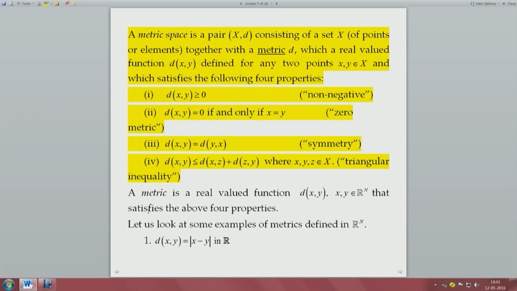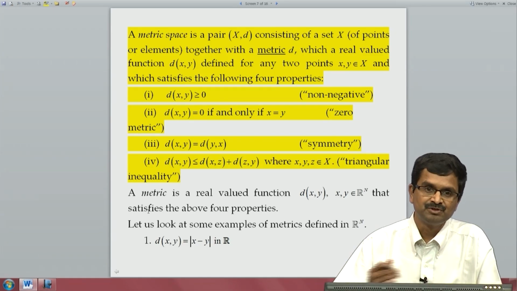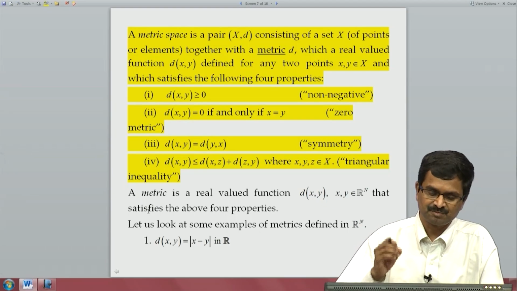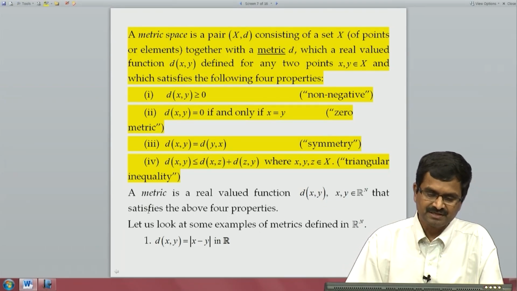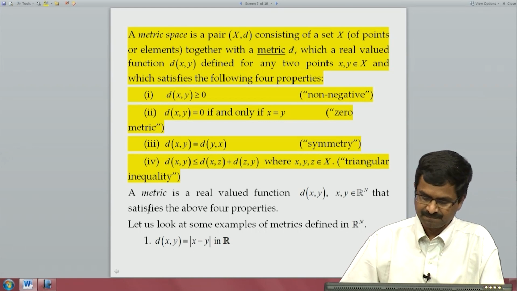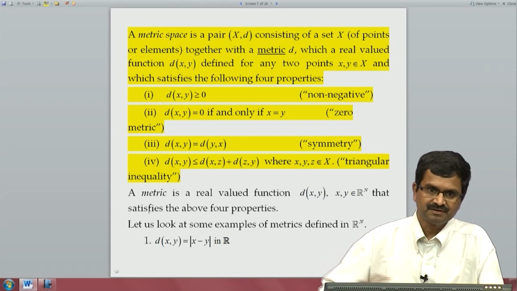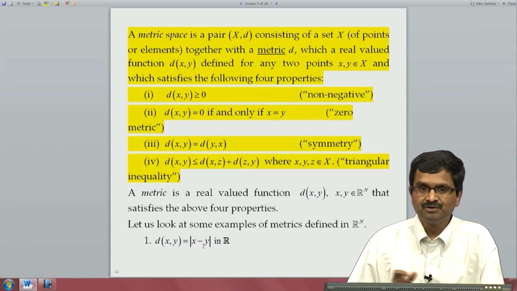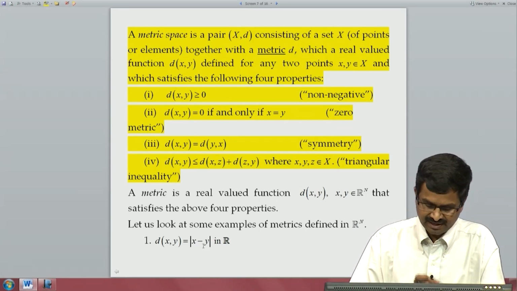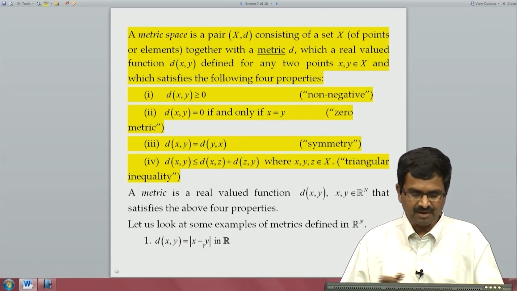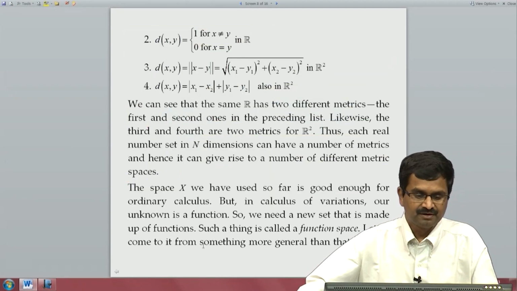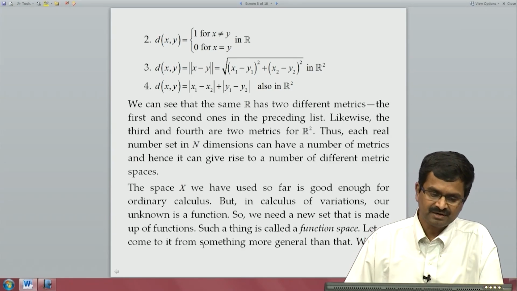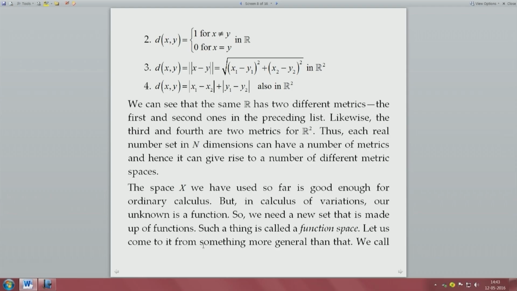The 4 properties for a metric space, we have to understand them intuitively as well as mathematically. If you define a particular metric, a distance between 2 points that satisfies these properties, then that will be a metric space. There are some examples given. If you see at the bottom of this slide, the distance between 2 points can be the absolute value. If you take x and y, take the absolute value of the difference, that can be a metric, or it could be just 1 or 0. If x and y are different, you say the distance is 1, if x, y are the same, you say the distance is 0, that is also a metric.